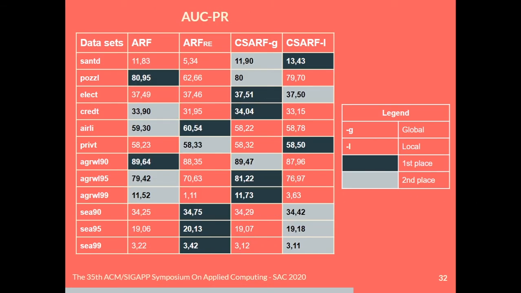Moving to AUCPR, which is an interesting metric to evaluate a classifier at different decision thresholds, you can see that ARFRE ranked first in one of the most imbalanced datasets, that is Pozzolo, presenting a difference of around 20% when compared against ARFRE with resampling, but a low difference against the 2 versions of CSARF. This result evidences that the original ARFRE can be used in some imbalanced scenarios if you explore different decision thresholds instead of using the default threshold.